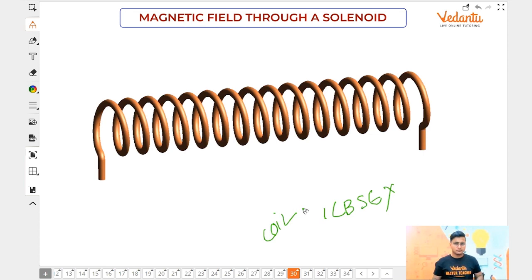Just a coil. Okay, just look at it, it's a coil. You take a straight wire and just keep turning it, make a spiral with it. That will be called a solenoid.